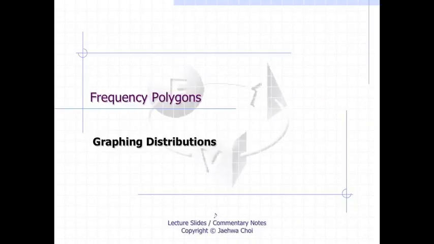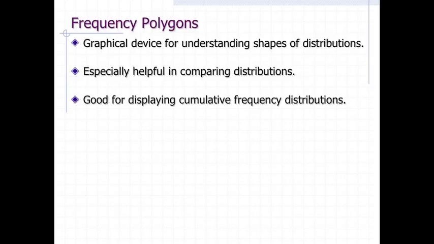Frequency polygons. Frequency polygons are a graphical device for communicating the shapes of distributions. They serve the same purpose as histograms, but are specifically helpful in comparing distributions. Frequency polygons are also a good choice of displaying cumulative frequency distributions.